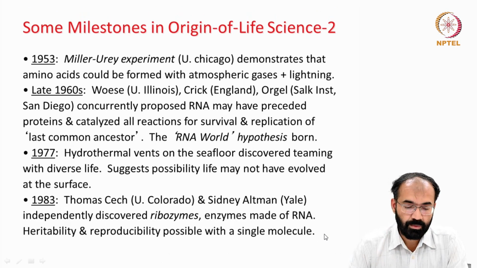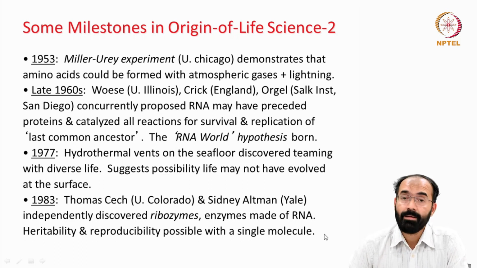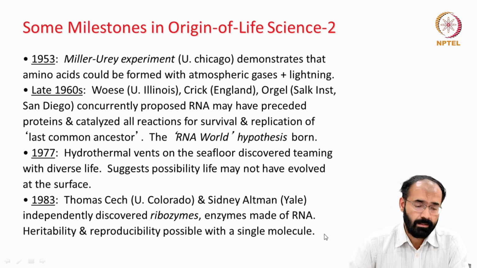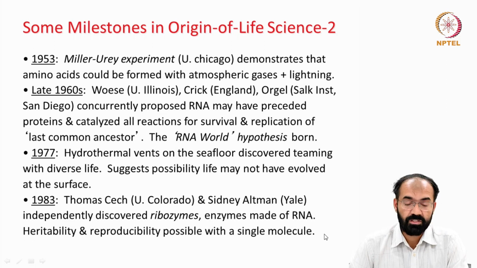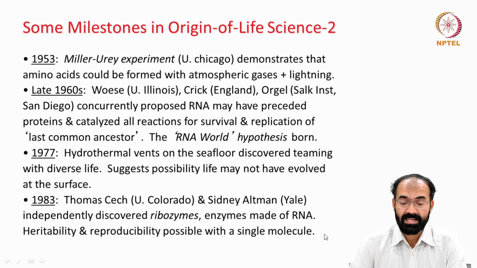So, some other milestones on the origin of life. In 1953, the Miller and Urey experiment at the University of Chicago demonstrated for the first time that amino acids, the building blocks of proteins, could be formed from atmospheric gases and lightning. That is purely inorganic substance and physical energy. There is no organic material involved, but an amino acid is an organic molecule that can be formed from inorganic substances.